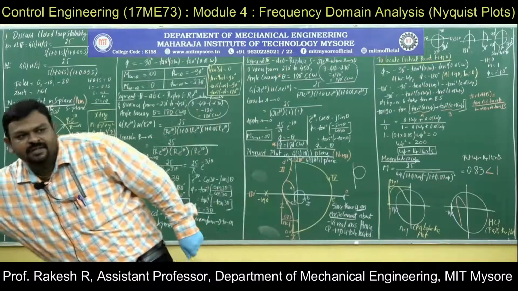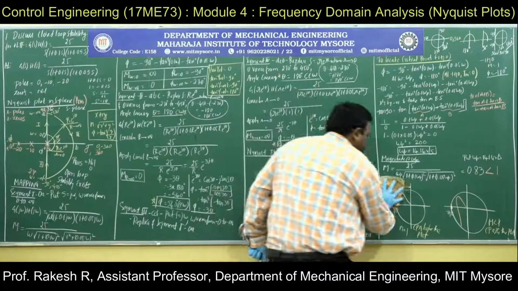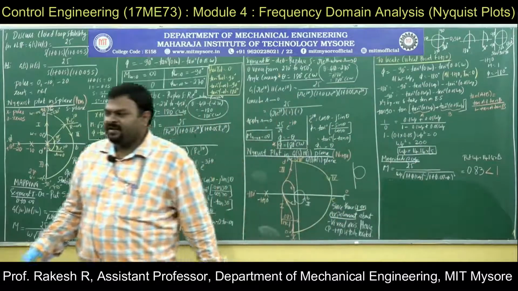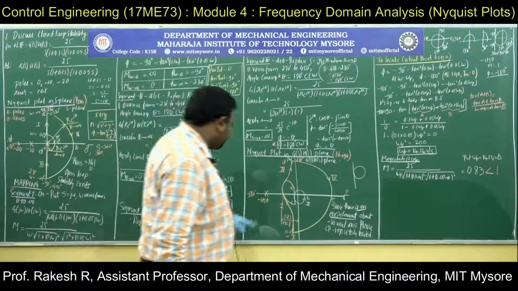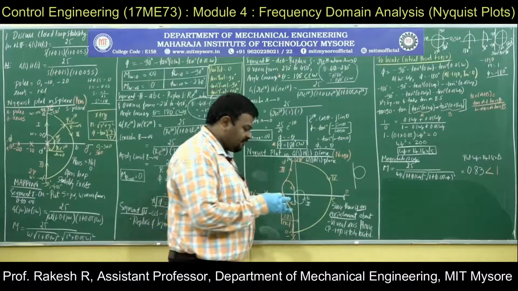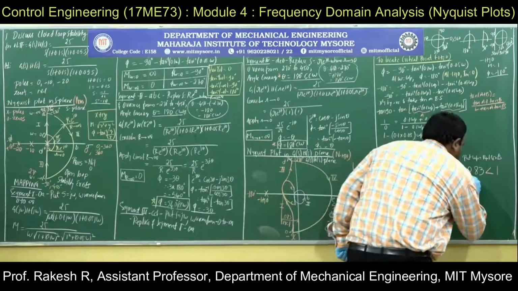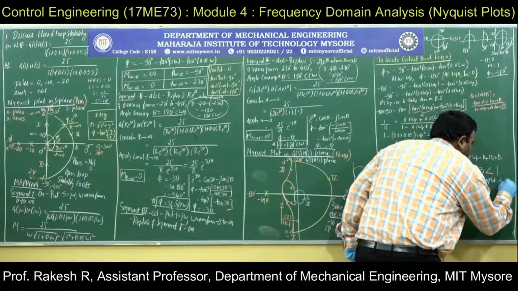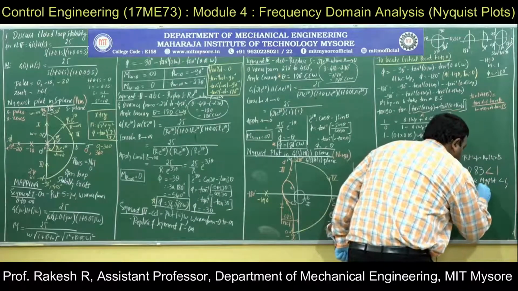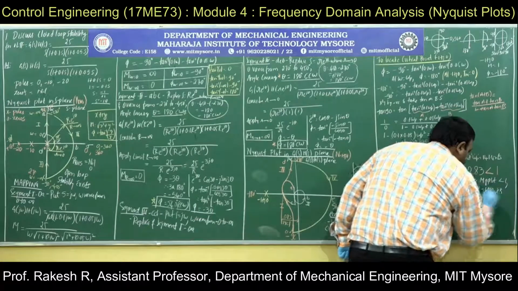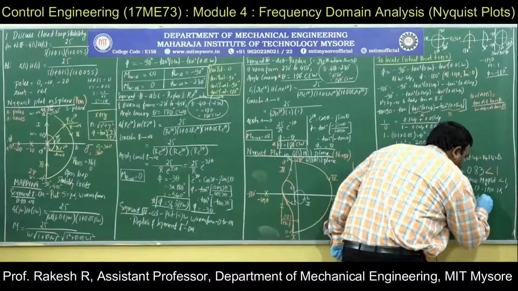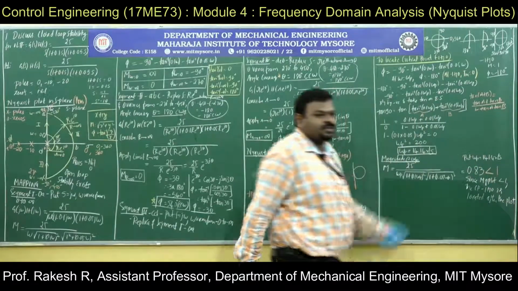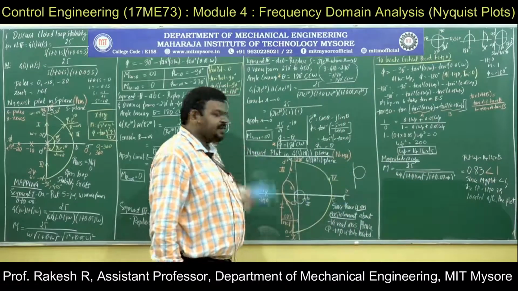So let us interpret the same thing. Since the value of magnitude is less than 1, what we have written is, we have located the critical point here. So the comment for this is: since the magnitude of the plot is less than 1, the critical point minus 1 plus j0 is located after the plot. So this is a comment, so we have located it here.